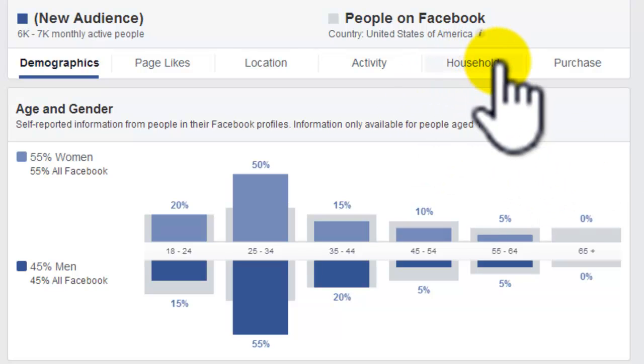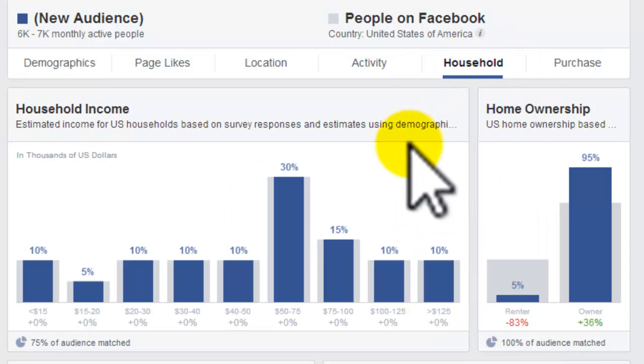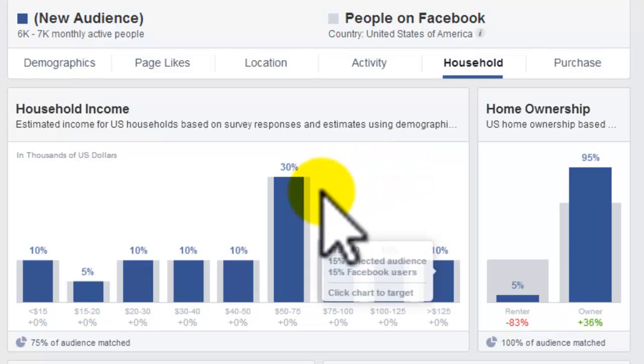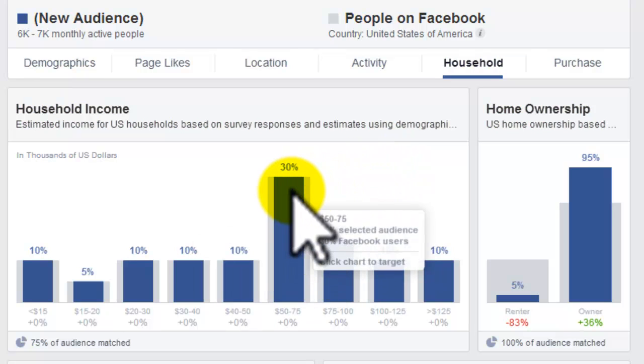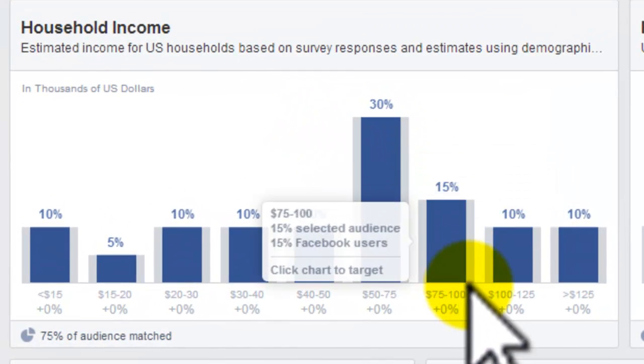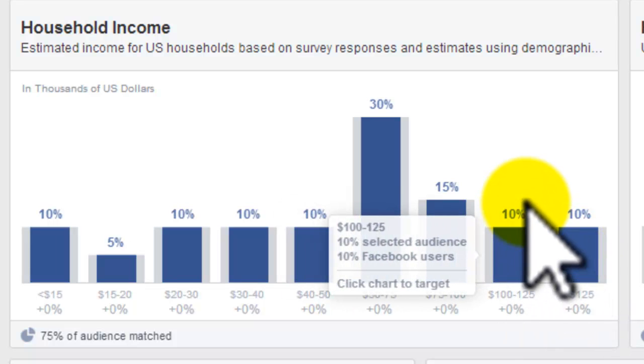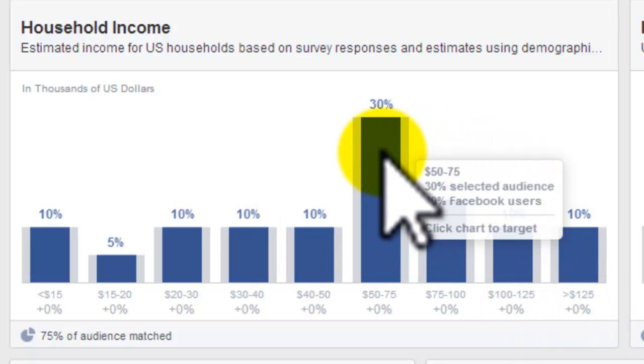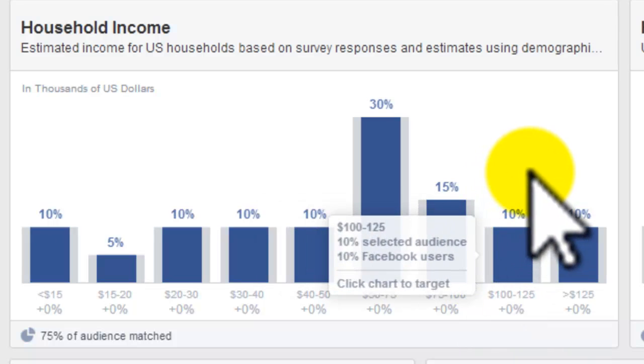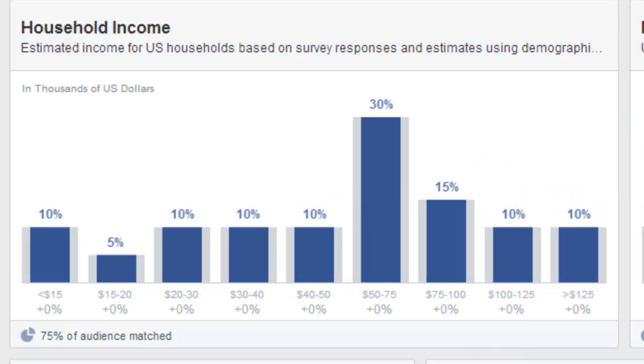Let's see what else we know about these households. We can take a look at their demographics relative to finances and earnings. As you see here, the largest group that we have is earning $50,000 to $75,000 a year. We have people earning $75,000 to $100,000 and more. And to market to any of these groups, to make them part of your custom audience, you just have to click on the chart here and add those people and segment those to your audience.